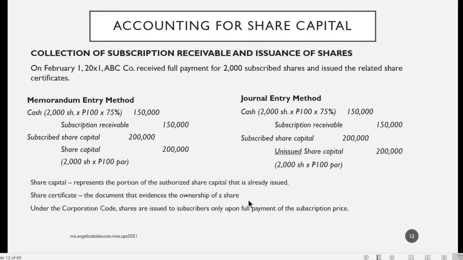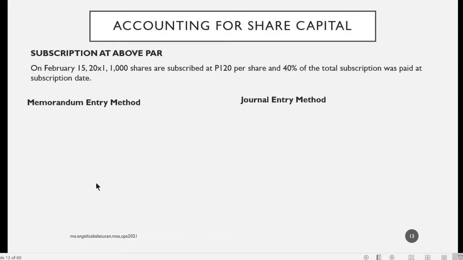So the share capital represents the portion of the authorized share capital that is already issued. And share certificates will be distributed to those subscribers who fully paid their shares or the subscribed shares. So the share certificate is the evidence of ownership. So under the corporation code, shares are issued to subscribers only upon full payment of the subscription price.